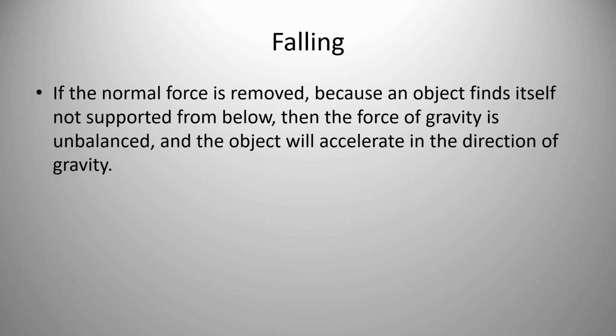If the normal force is removed, that is, a solid object no longer supports an object placed on top of it, then free fall is allowed to occur. That is, gravity will be the only force acting on the object, and the object will start accelerating in the direction of gravity. So if you get up on top of a very tall building and you hold something over the edge and let go of it, then there's nothing pushing up on it, but gravity is still pushing down on it. It starts accelerating downward.